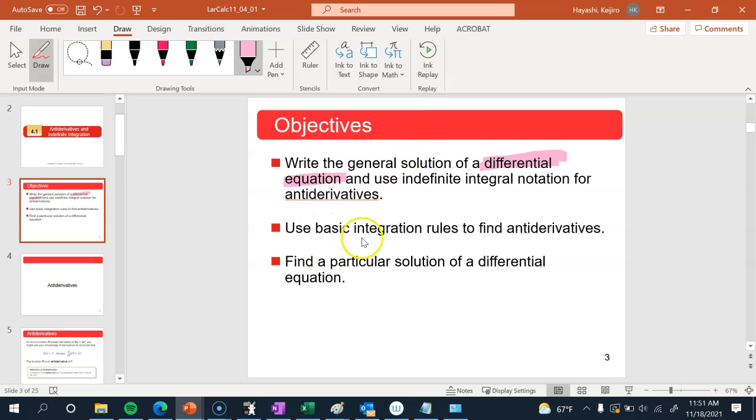We're going to learn some basic integration rules. They're actually just the reverse of the derivative rules, and we'll start off by finding something called the general solution to something that we're going to call a differential equation, and we'll move on to finding again something that we're going to call a particular solution. A lot of new terminology today.